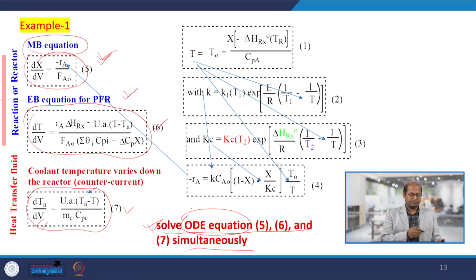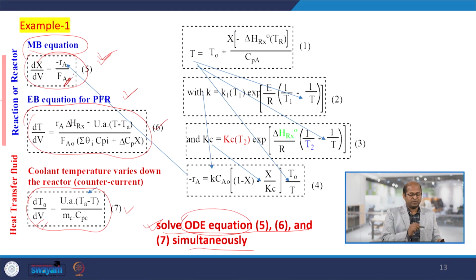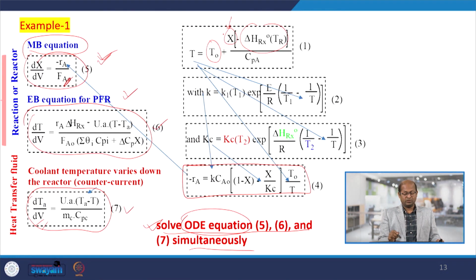These equations 5, 6 and 7 we have to solve using an ordinary differential equation solver. The left-hand side is the differential equation, and on the right-hand side, the known components and parameters are given. F A naught is given, so we can put it in easily. Minus R A, meaning the rate, we have to find out. The feed temperature is given, the specified conversion X we have to put, and the heat of reaction is also given.